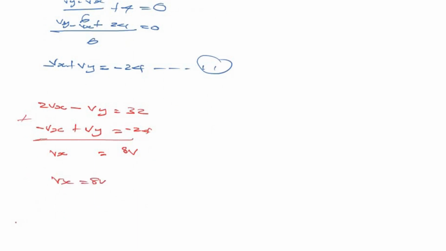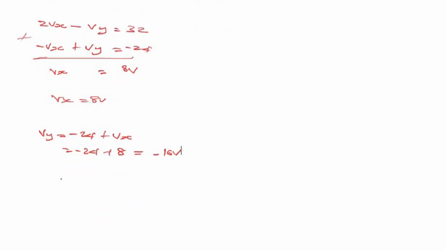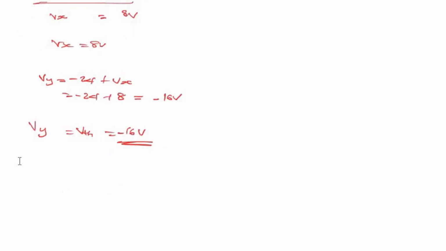So looking for Vy, if you use equation 2, rearranging equation 2, Vy is equal to minus 24 plus Vx, which is equal to minus 24 plus 8. So our Vy is equal to minus 16 volts. I told you earlier that the voltage across Vy is equal to our Thevenin voltage, which is equal to minus 16 volts, because they are connected in parallel. So now we've gotten our A part. So let's quickly find the B part, which is the Thevenin resistance.